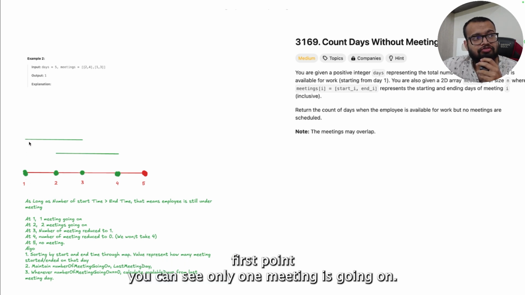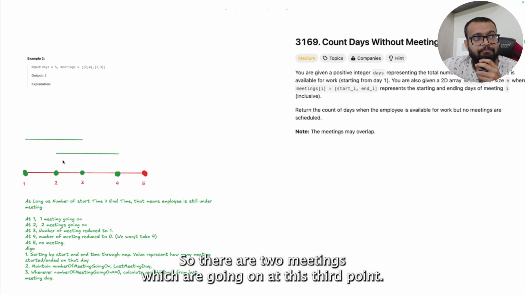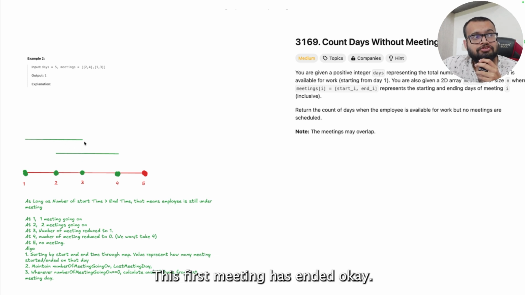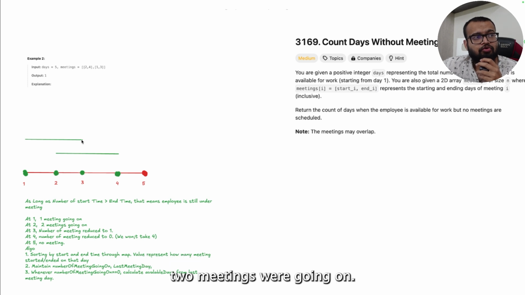At this first point you can see only one meeting is going on. Okay, at the second point how many meetings are going on? So there are two meetings going on. At this third point, this first meeting has ended. Okay, so we will reduce our meeting count to 1. Earlier two meetings were going on, now it will be just one meeting going on.